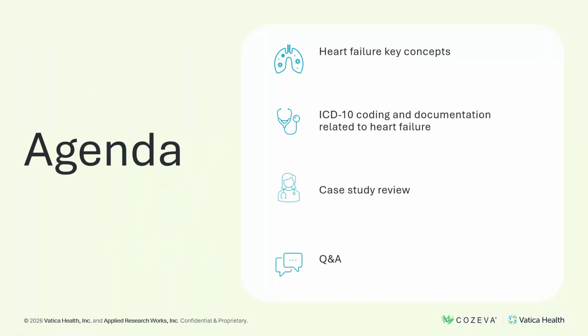So here's the game plan. We're going to start with a quick review of the clinical classifications of heart failure. It's topics you're already very familiar with. But next, we'll discuss documentation and coding for heart failure, including combination codes, and work through a couple of case studies. And then we'll wrap up with some practical documentation tips and a live question and answer session. So, as always, just feel free to drop your questions into the chat at any time.